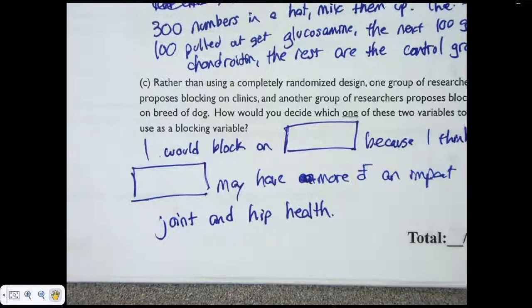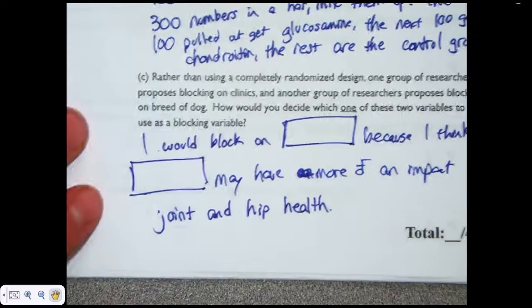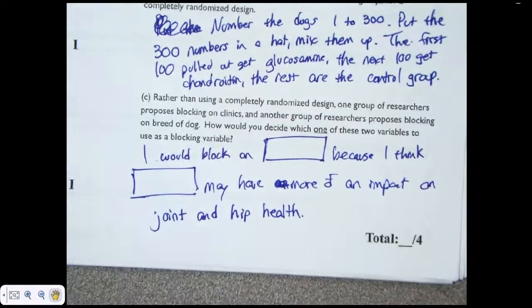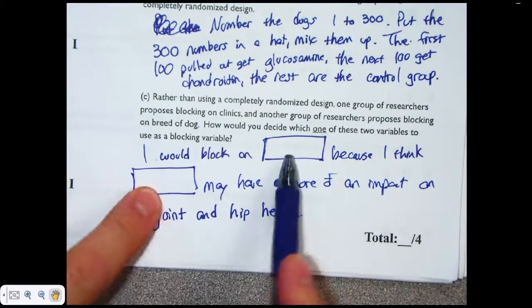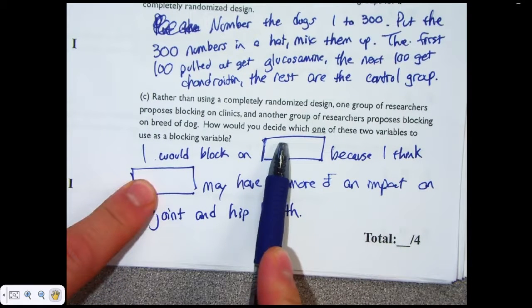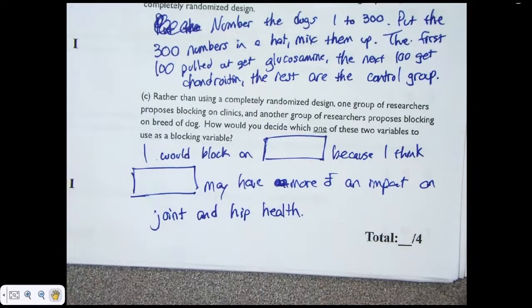And then part C, they want to know which you would block on, and they accepted either answer. The thing you want to understand is you block on the variable that you think matters. So literally you could have filled in breed in both of those spots or clinic in both of those spots, as long as you said it, because I think it's the one that matters.